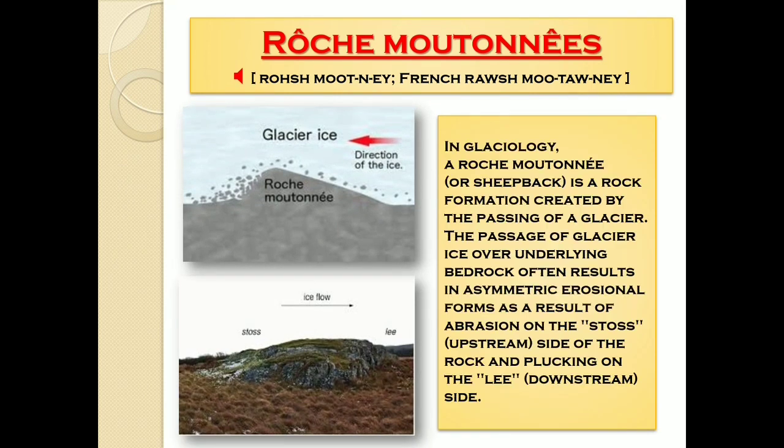Now what is it? In glaciology, a Roche Moutonnée or sheepback is a rock formation created by the passing of a glacier. The passage of glacier ice over underlying bedrock often results in asymmetric erosional forms as a result of abrasion on the stoss, or you can say upstream side of the rock, and plucking on the lee, that is the downstream side.